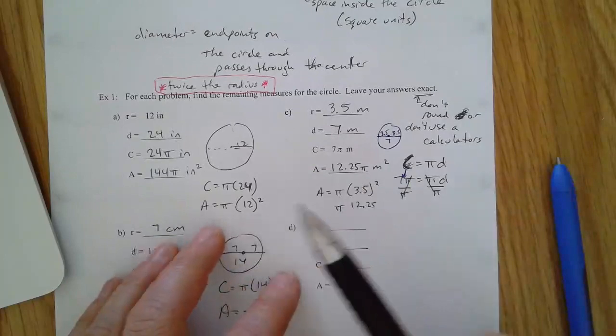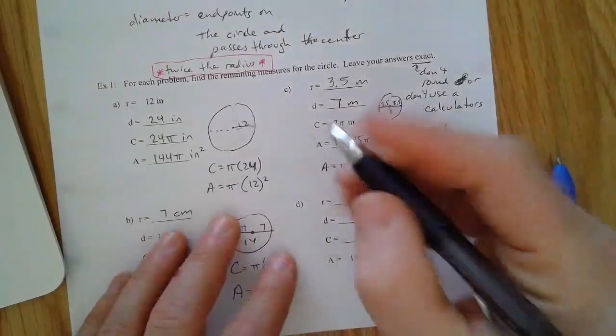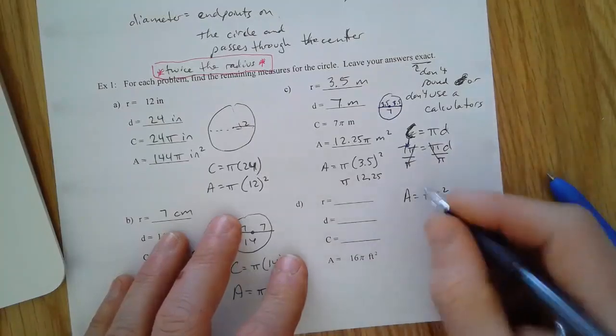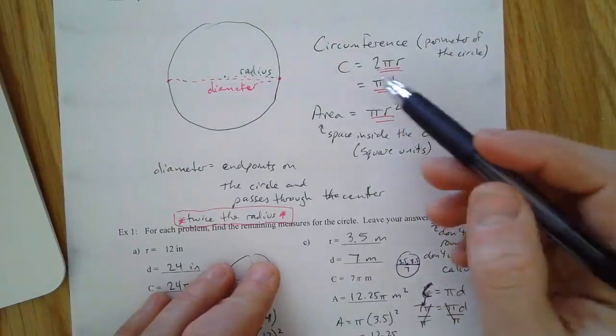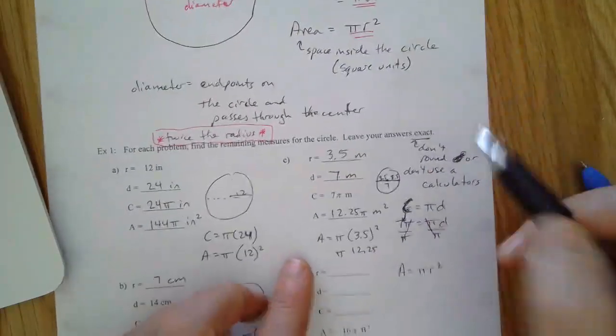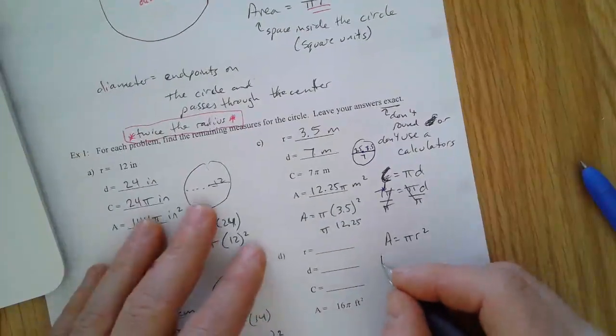Okay. Now, if I'm going to do the area one here, remember that formula is pi r squared. So you pick out the formula you're going to use first. We have 1, 2, 3, 4 formulas, right? But since it's area, there's really only one to use. We know my area is 16 pi.